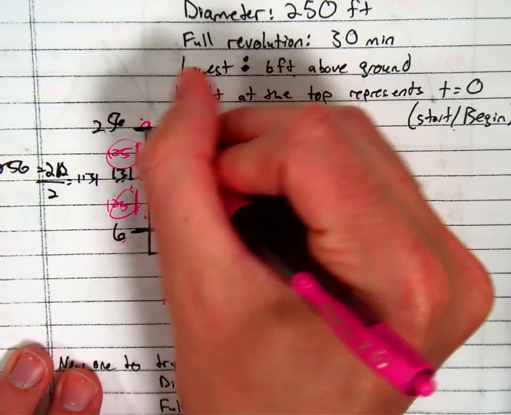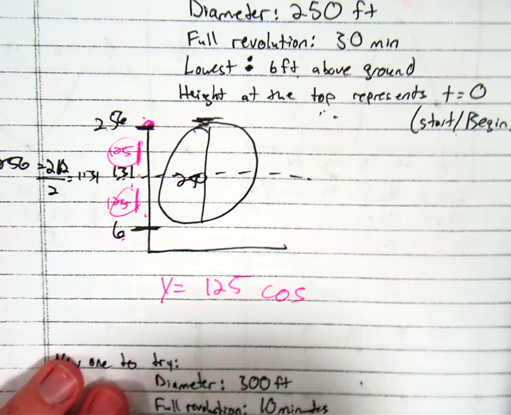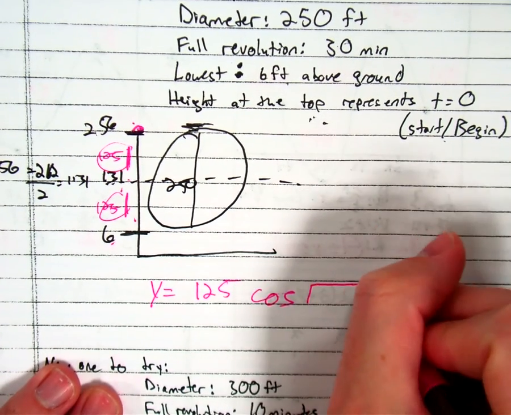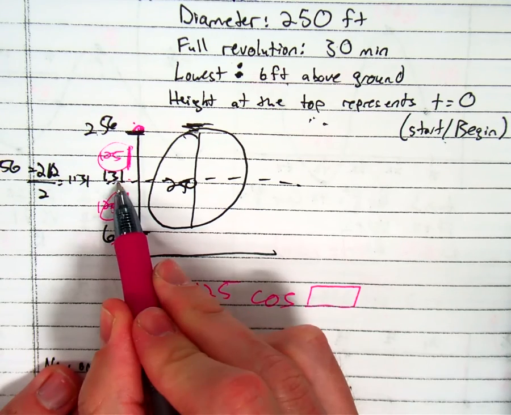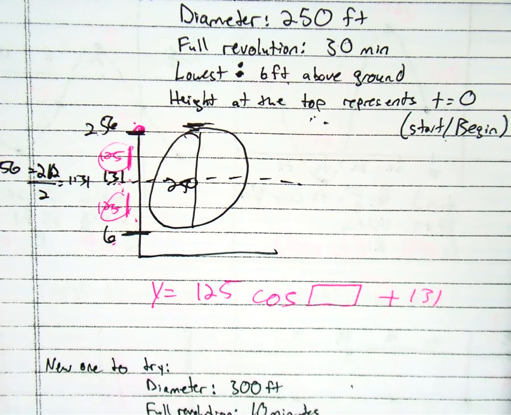125. We said we're starting at the top. That told me we're going to start with cosine. We'll come back to this middle piece in just a little bit. Your midline is 131, so that's a plus 131 on the backside.